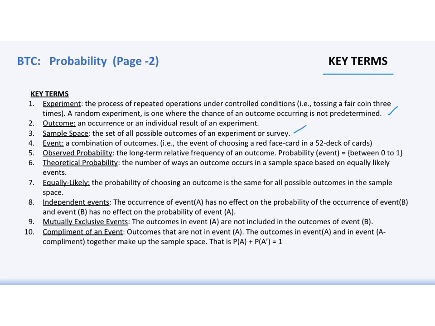Observed probability: the long-term relative frequency of an outcome. And we want to recall that the probability of any event has to be between 0 and 1, and it can be 0 and it can be 1. Theoretical probability: that is the number of ways an outcome can occur in a sample space based on equally likely events. Equally likely: the probability of choosing an outcome is the same for all possible outcomes in the sample space.